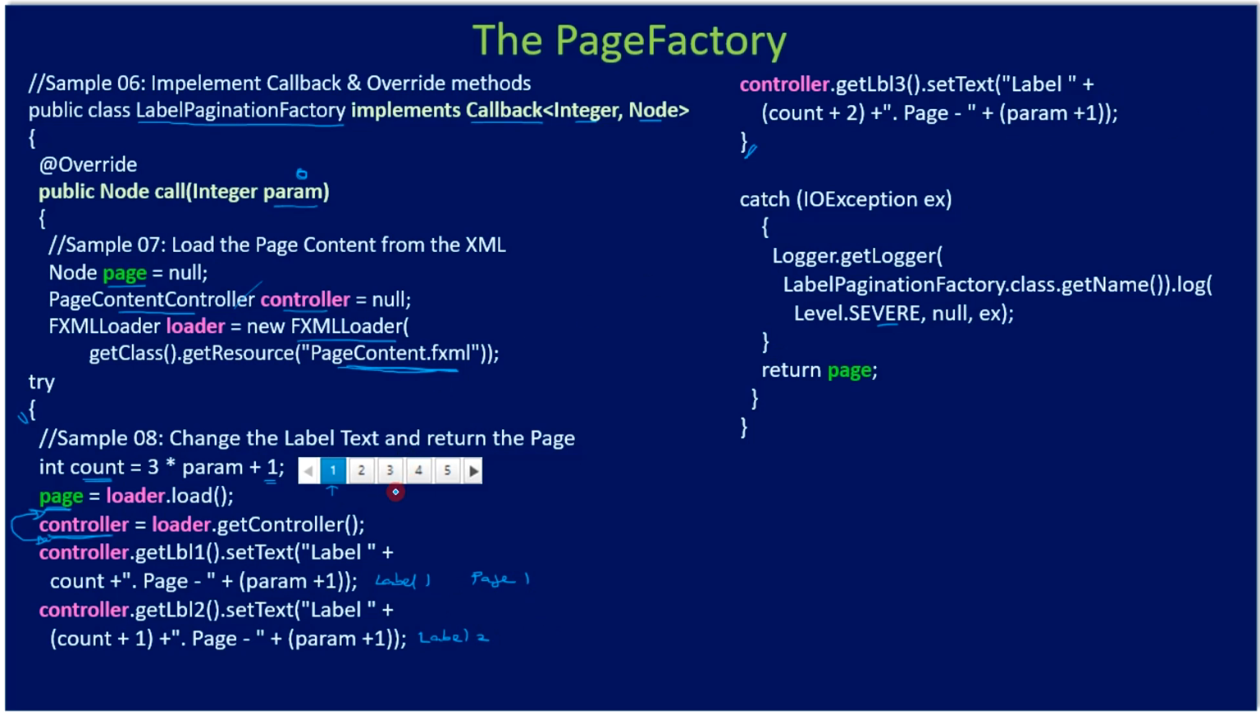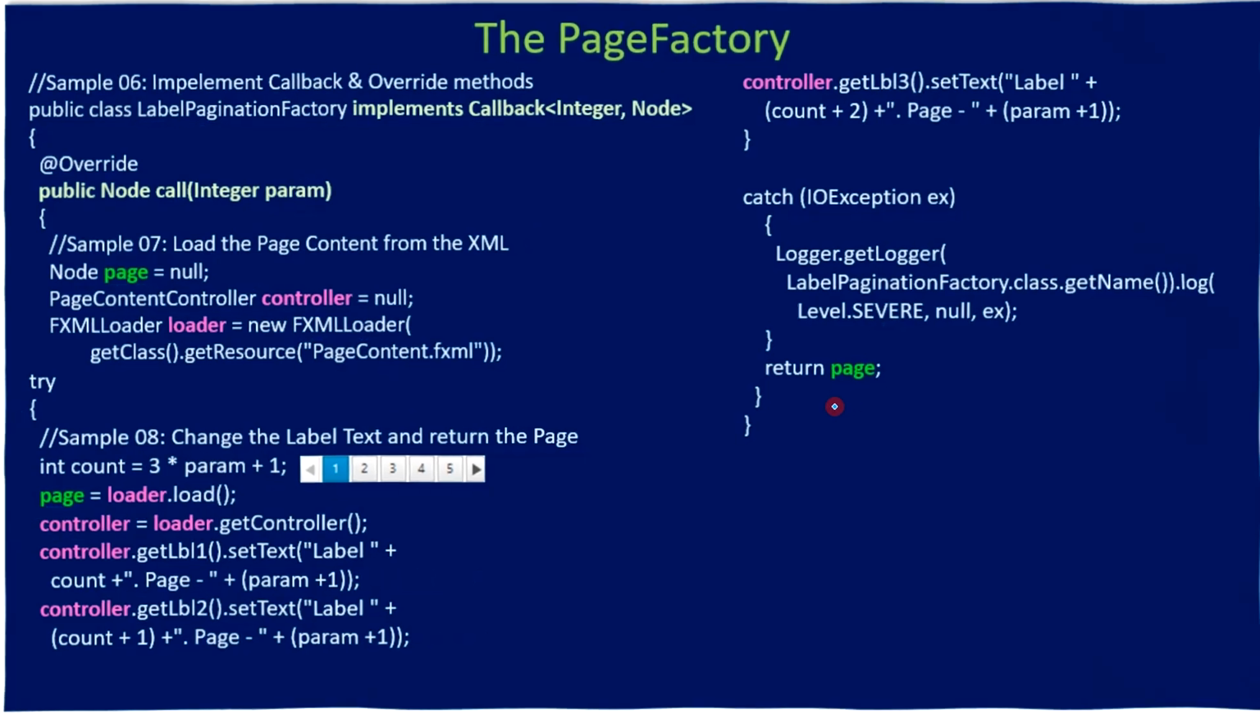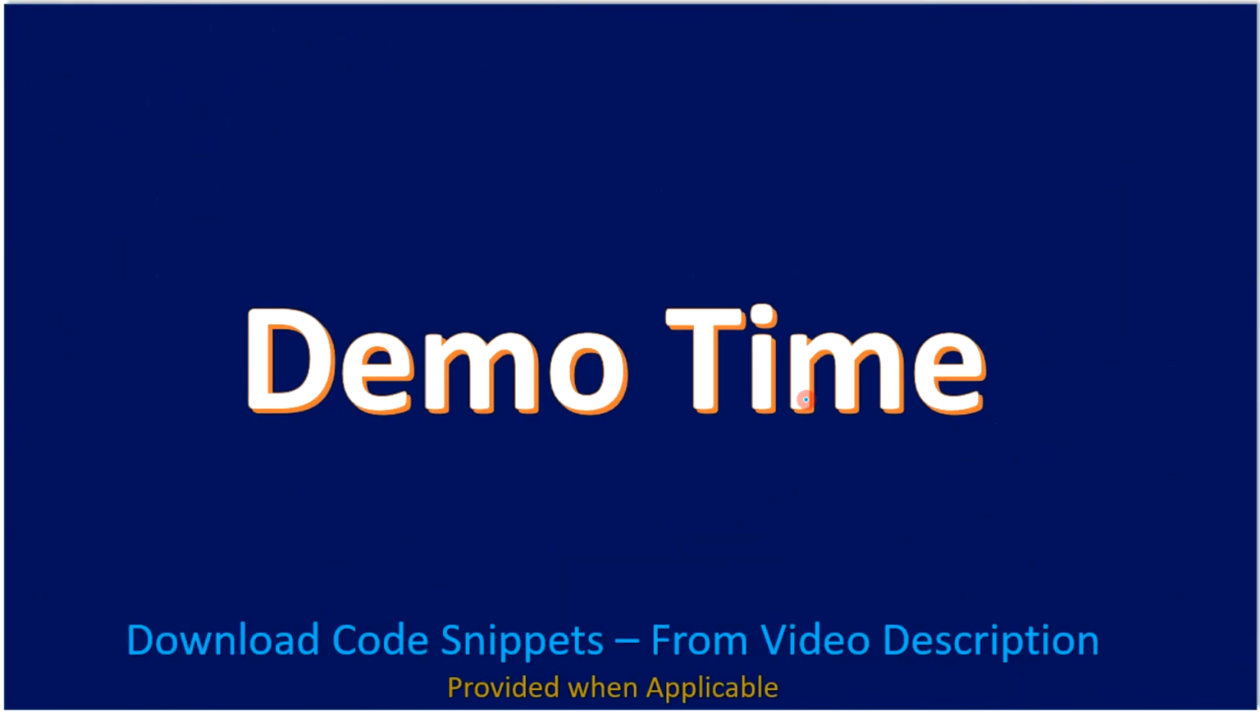So if the user clicks 3 here, then you will be seeing page 3 for all three labels. Then there will be a calculation here, 3 into param, 3 into 2 plus 1, 7, label 7. So from label 7 we will increment label 7, label 8, label 9. Likewise we will cook the label captions. Finally here we are returning the page. Alright, now let's go to the demo and see how it works.